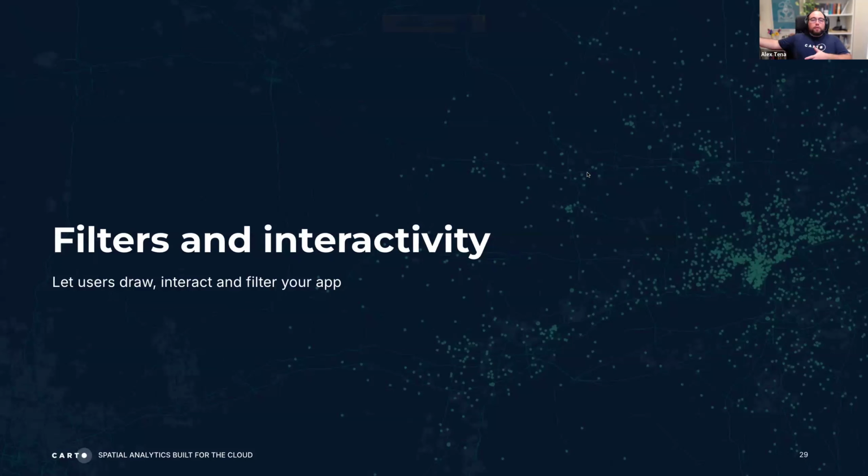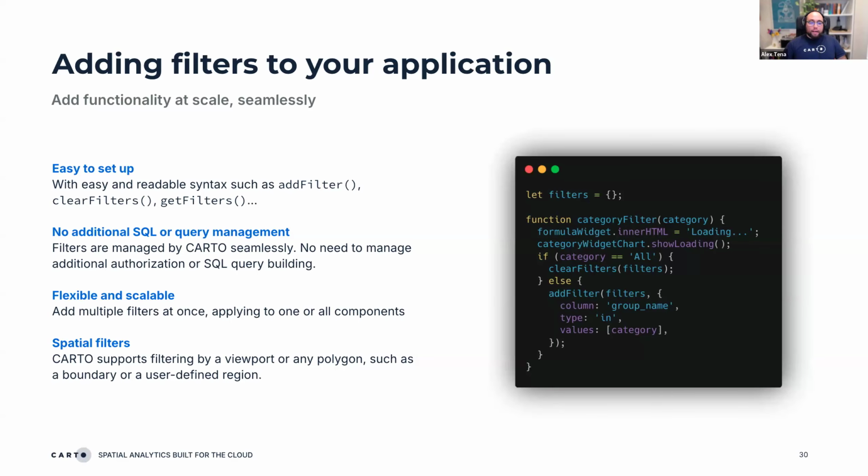Now I want to speak about the next step for us. We have a map in our application. We have widgets. Widgets allow you to create custom charts. And we have already seen that when you zoom in the map, you can also update your widgets. But let's do more interactivity. Let's do filtering. Adding filters is super easy.